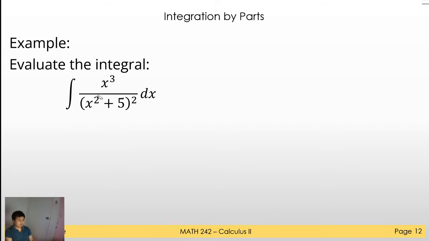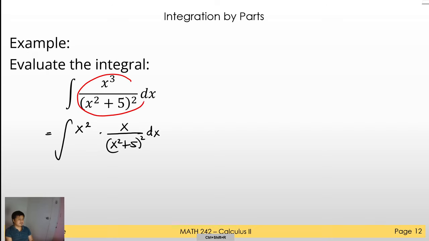One key clue is that we can factor out, or separate, this rational function into two portions. So we can say that this is also equal to the integral of x squared multiplied by x over (x squared plus 5) squared dx. So what did I do here? There are different ways to factor this out.